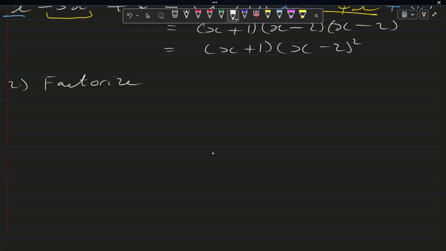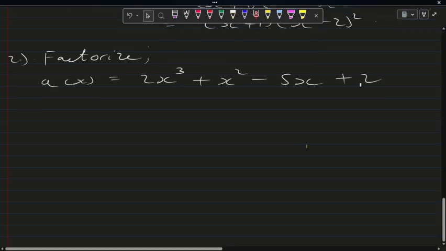Let's factorize this cubic polynomial. a of x is 2x cubed plus x squared minus 5x plus 2.